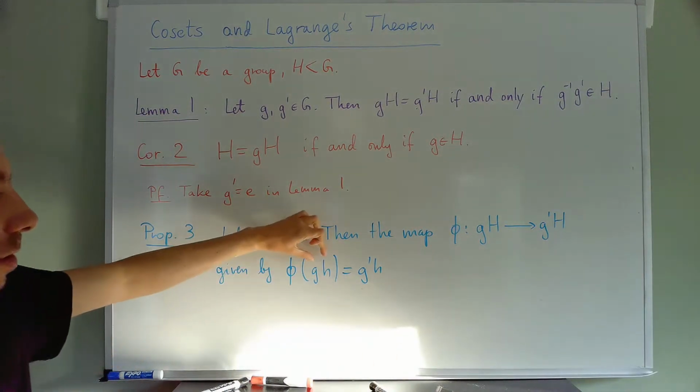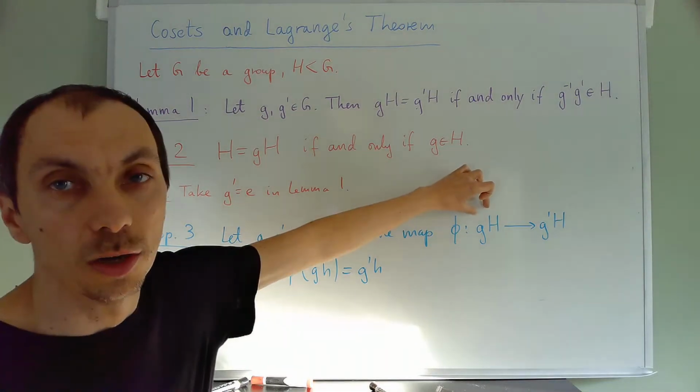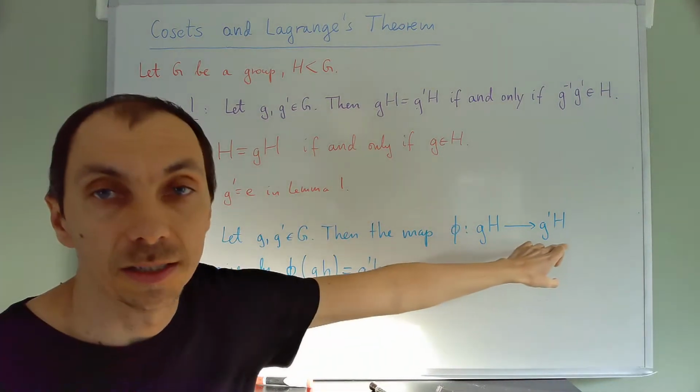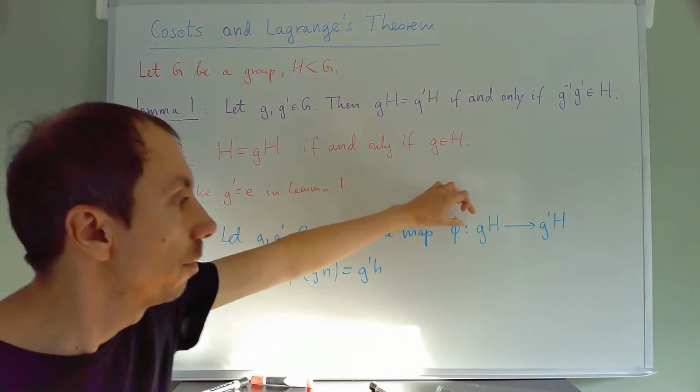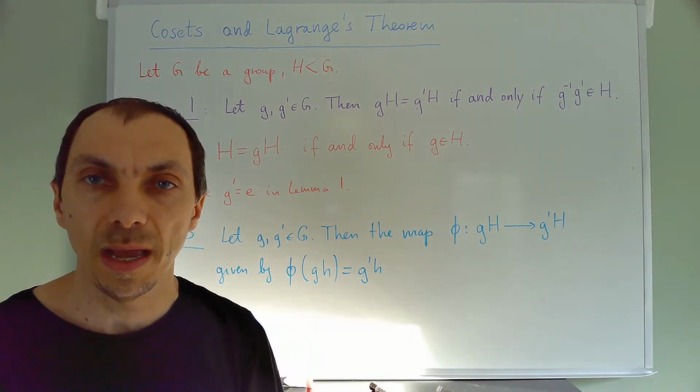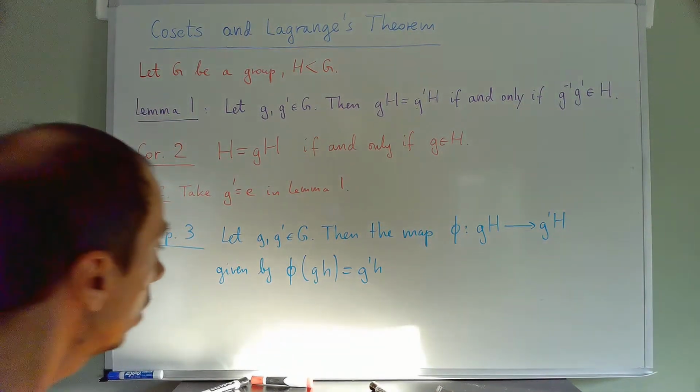So that's just a map. This element clearly lies in this coset, and this element clearly lies in that coset. So it is a map from here to here. Is it a nice map? Yes, it's a bijection.